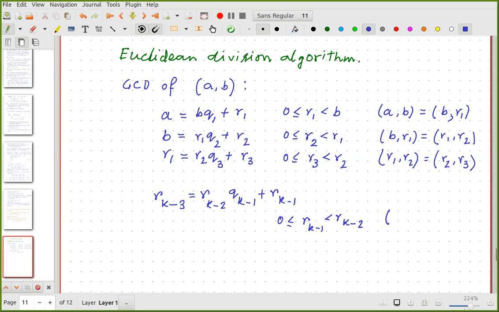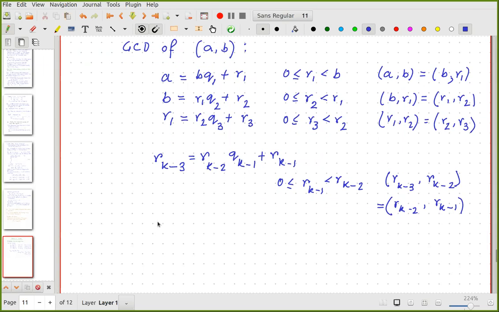And let me keep track of the GCD. GCD of R k minus 3, R k minus 2 is equal to the GCD of R k minus 2 and R k minus 1. So the GCD of these two is equal to the GCD of these. The same thing, and as for the next step, the kth step.